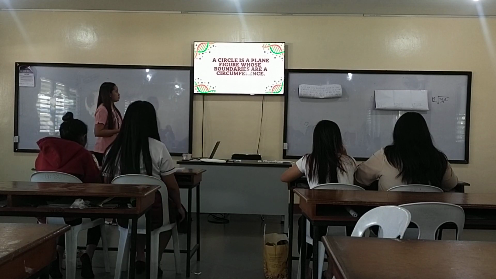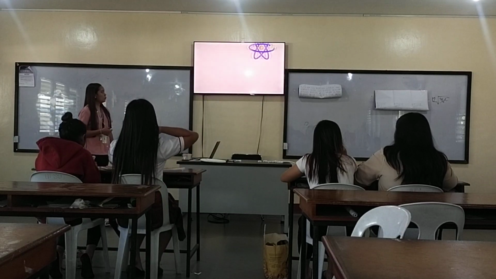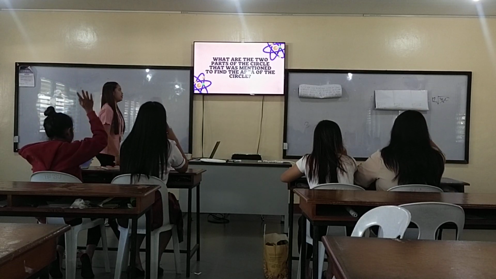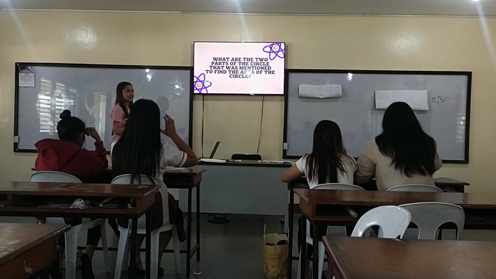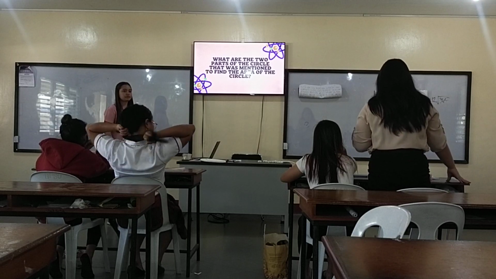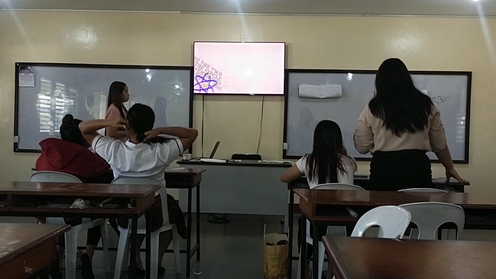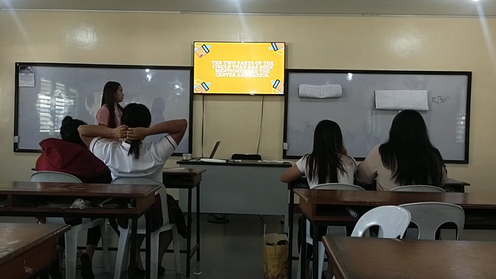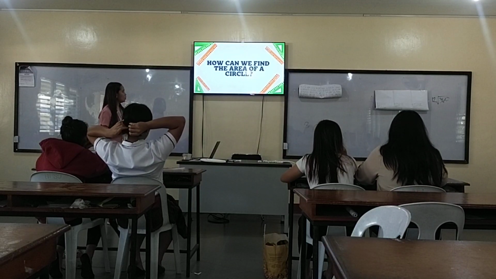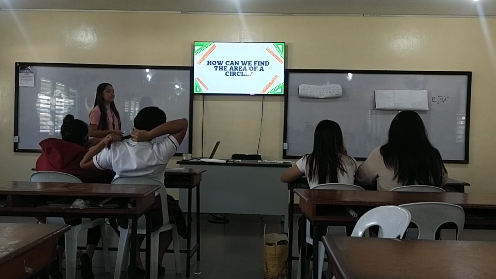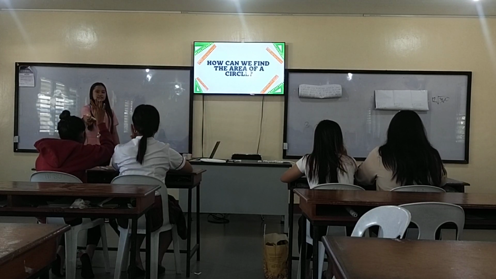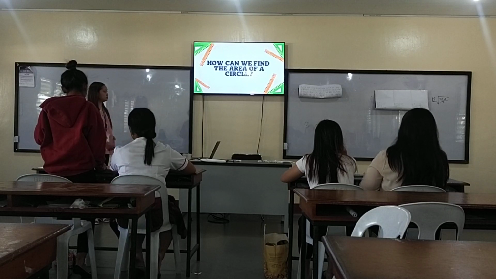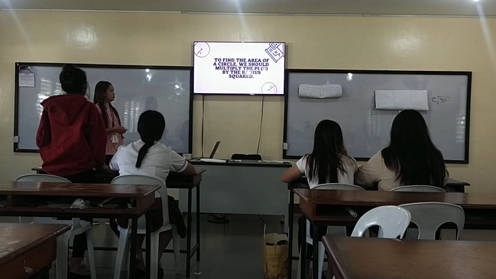Okay, precisely. So, what are the two parts of the circle that were mentioned to find the area of the circle? Yes, Vanessa? The two parts of the circle that have been mentioned are the center and base. Yes. Very good. So, how can we find the area of a circle? Yes, Samantha? To find the area of a circle, you should multiply the height by the radius squared.